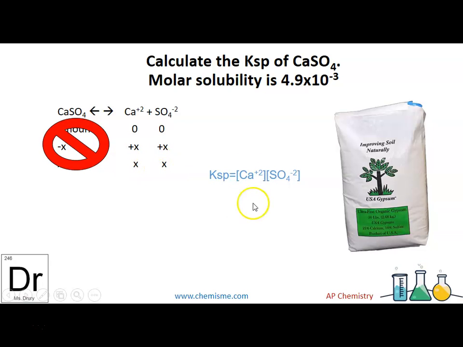Because they are both x, I can plug x's in there and get x squared. Another way I knew that, without showing all the initial black work, was because there was only one calcium ion and one sulfate ion in the calcium sulfate. I knew they were both x, and then I could just skip right to the blue part.